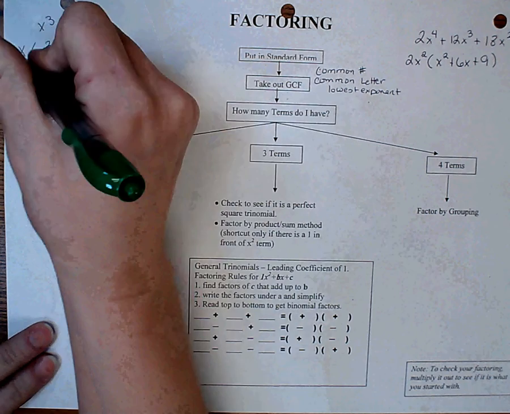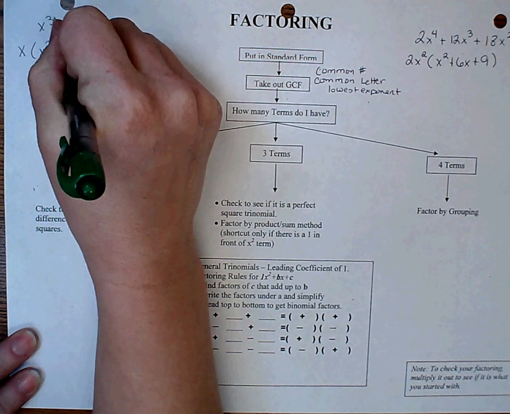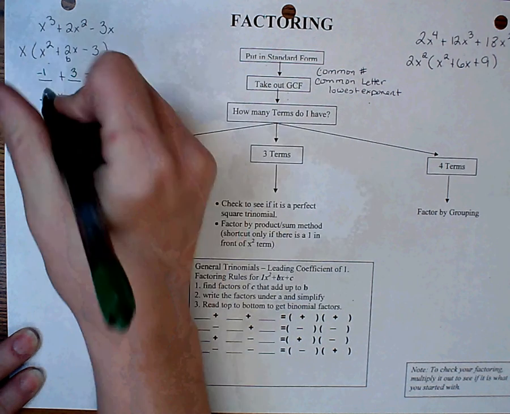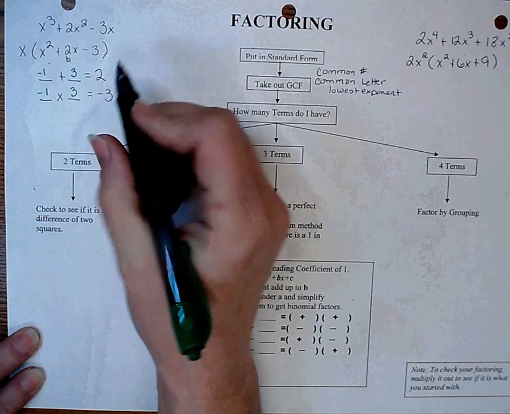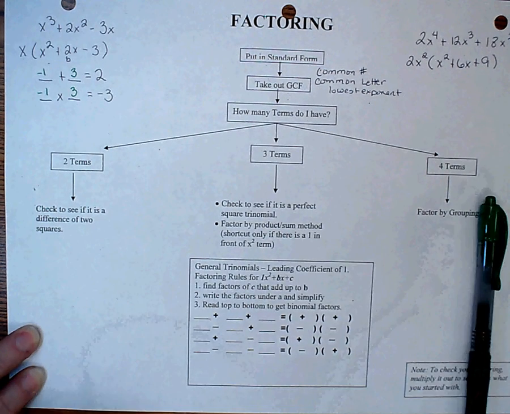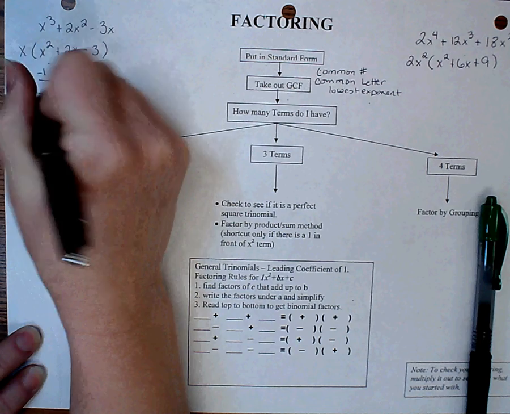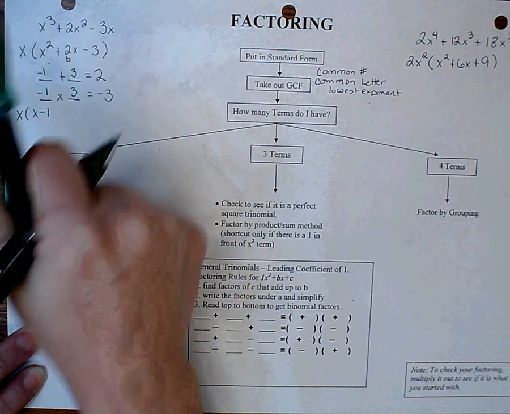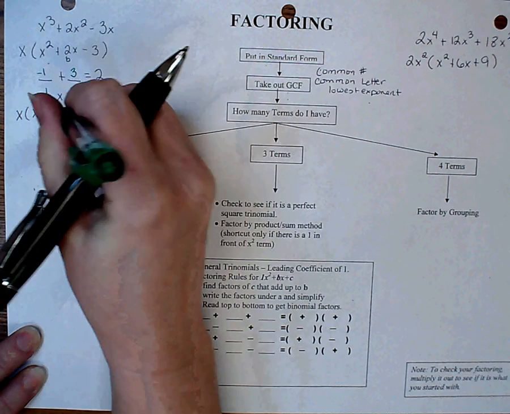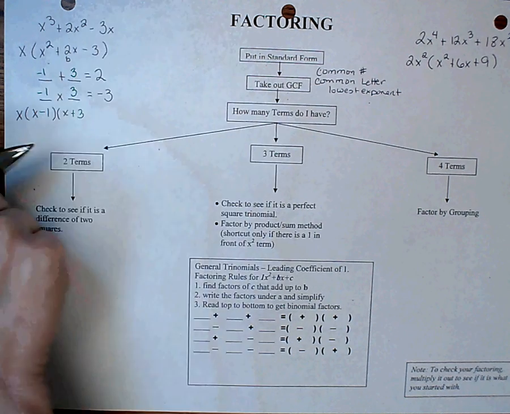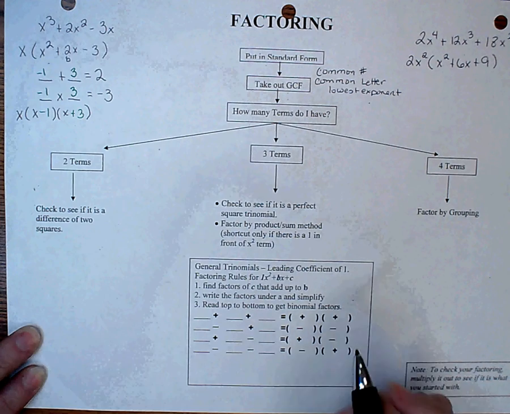So I'm going to put in a negative 1 and a positive 3. That adds up to 2. Negative 1 times 3 gives me the negative 3. So when I get done, my answer is x minus 1, and x plus 3. And you'll notice that I have 3 factors because I have x to the third.